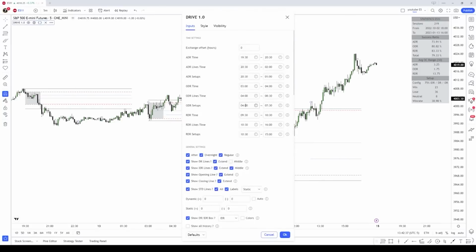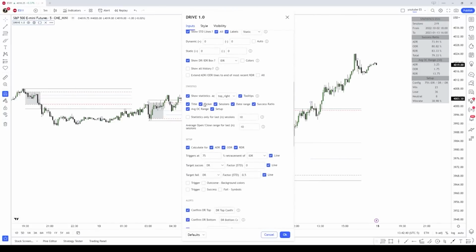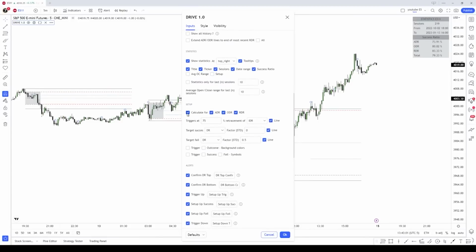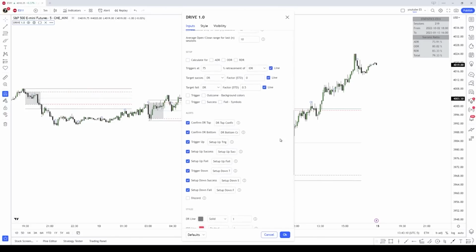If you want to not show the statistics, for example, so you don't want to have the setup statistics because you don't need it, you're trading, you don't want to see the average open close range of the DR sessions, you close it. You can define everything as you like and as you want to have it. If you want to have the script faster, you stop the calculation for all the setups, so the script is not taking any resources from your computer.